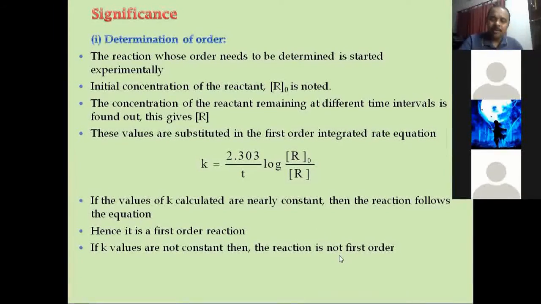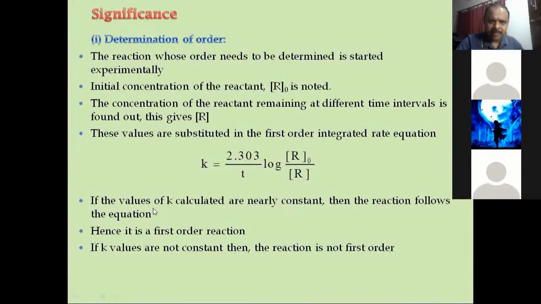Then we have integrated rate equations for zero order and second order also. However, they are not in our syllabus, but the integrated rate equations are there. So they take the same reaction, carry it out experimentally, and fit it into the zero order integrated rate equation. If it gives a constant K value, then it is zero order. If it doesn't, it is not zero order. Then go to the second order integrated rate equation and fit in. If it gives a constant, then it is second order, like a trial and error method. You can follow this.